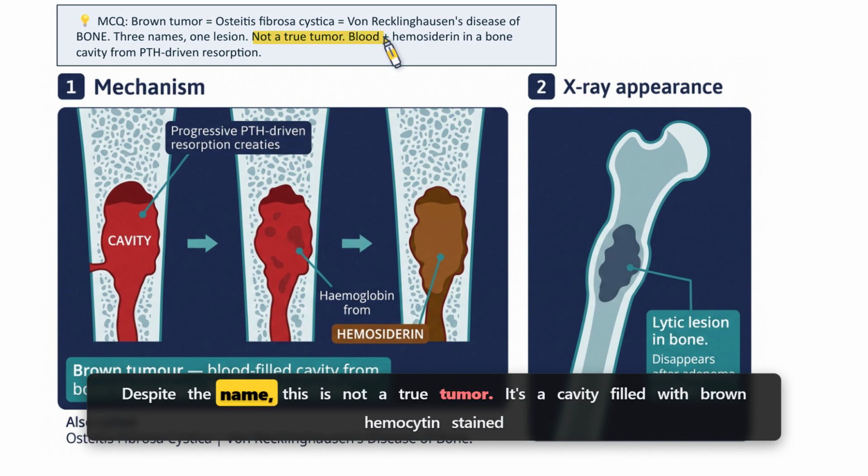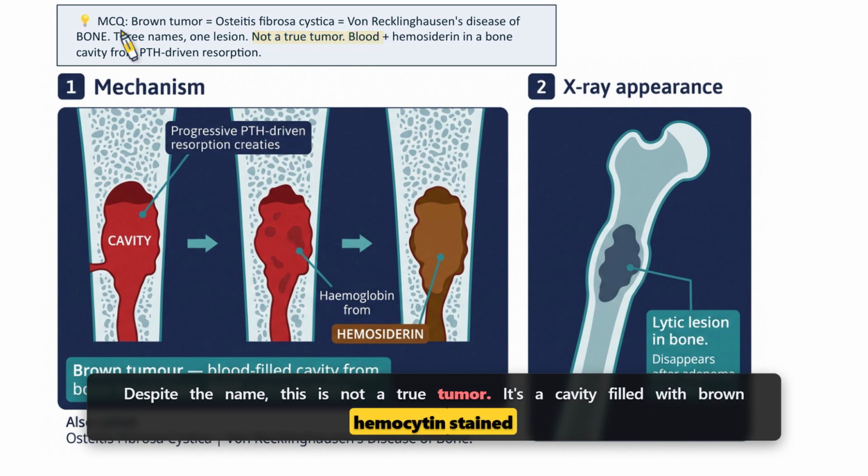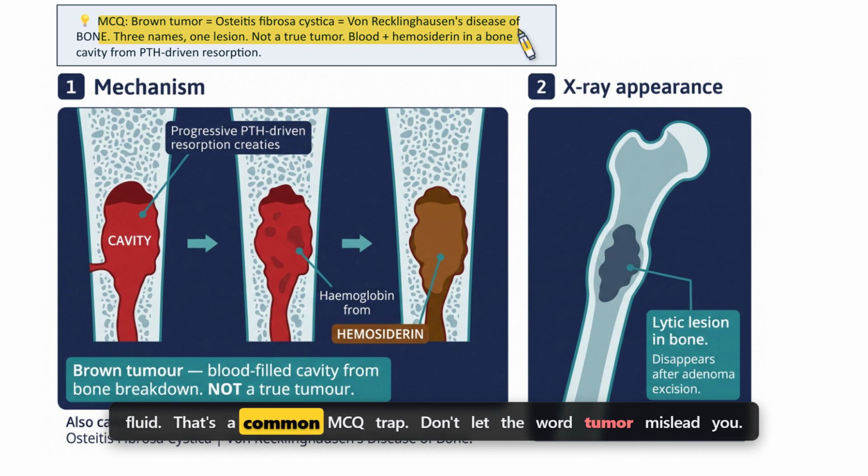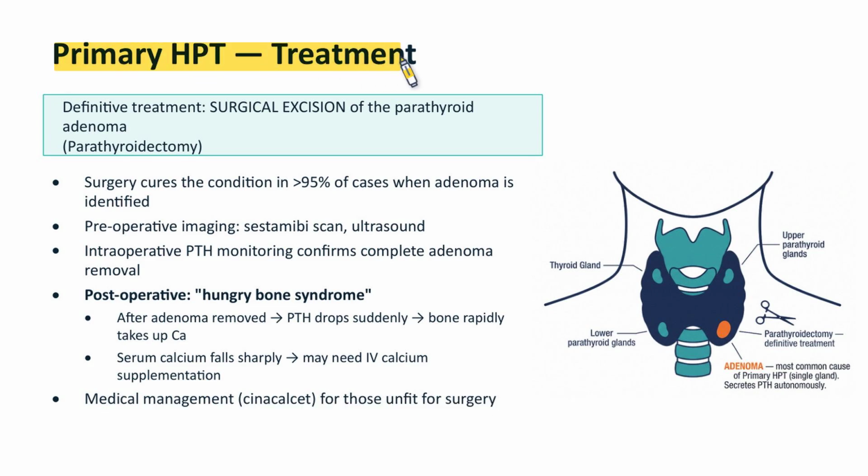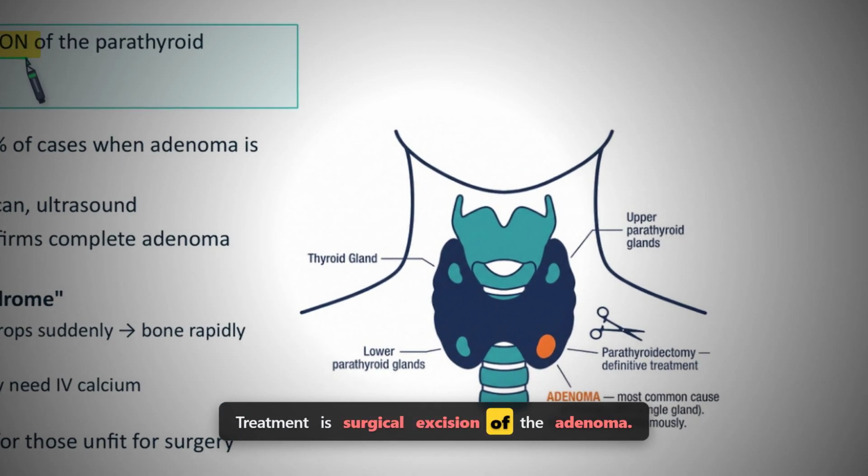Despite the name, this is not a true tumor. It's a cavity filled with brown hemosiderin-stained fluid. That's a common MCQ trap. Don't let the word tumor mislead you. Treatment is surgical excision of the adenoma.